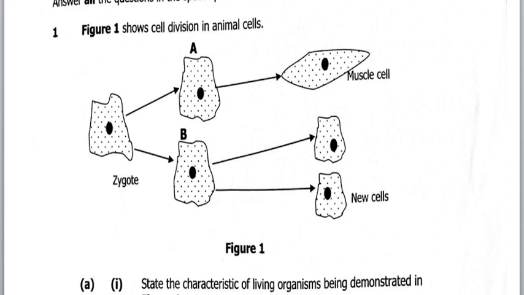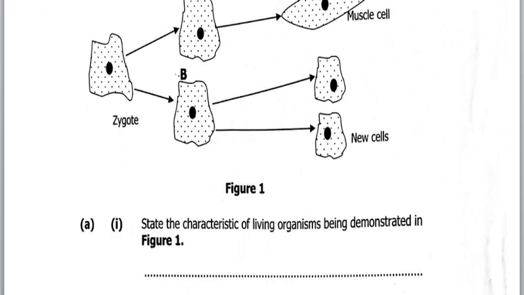Figure 1 shows cell division in animals. We have a zygote here. Then the zygote has divided to form A and B. Then A has specialized and given a muscle cell here. Then B has further divided to form these two new cells. And by the way, these are animal cells because, as you can see here, they don't have a cell wall and their shapes are not regular.